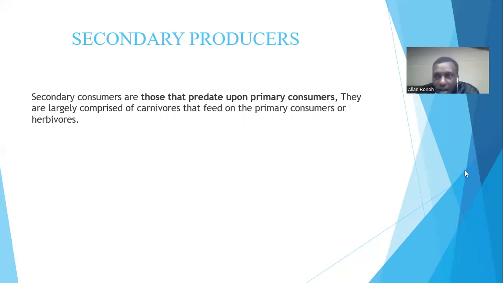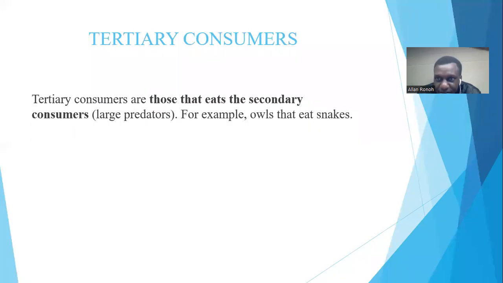Class, are we together? Yes. Okay, and lastly, tertiary consumers. Tertiary consumers are the last in the trophic levels. These ones are not the last actually, they're the second last in the trophic levels. They feed on the secondary consumers, for example, whale that eats snakes.